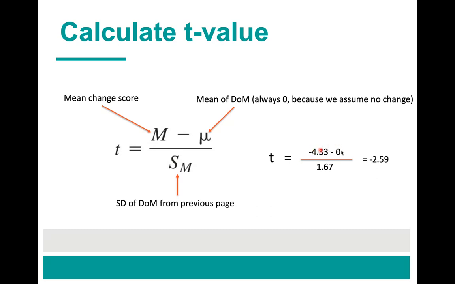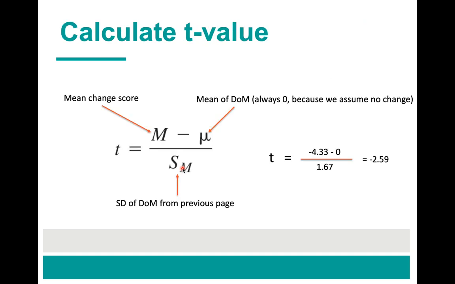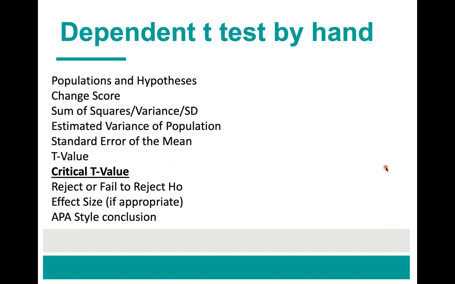Now, that's our numerator. And then we divide by the standard deviation of the distribution of means from the previous page, our 1.67. So we end up with negative 4.33 minus 0 divided by our standard deviation 1.67 gives us an observed t-value of negative 2.59. But we need to know, is that extreme, right? Is that a significant t-value?